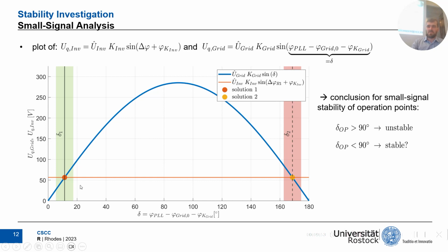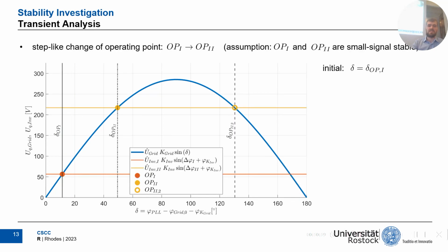However, we cannot really conclude that the delta characterized by less than 90 degrees is stable, because it's just a necessary condition, and the sufficient condition has to be checked by performing, for example, the eigenvalue analysis. But this gives some more insights to look at the transient case, which we've done here.